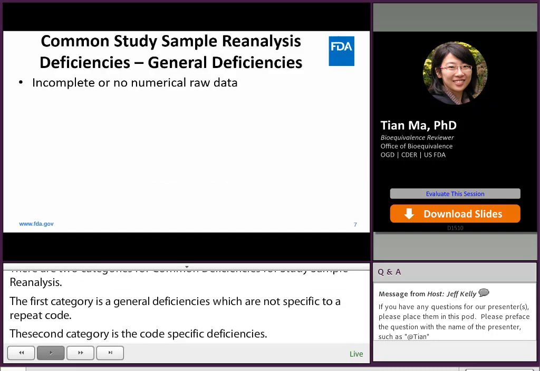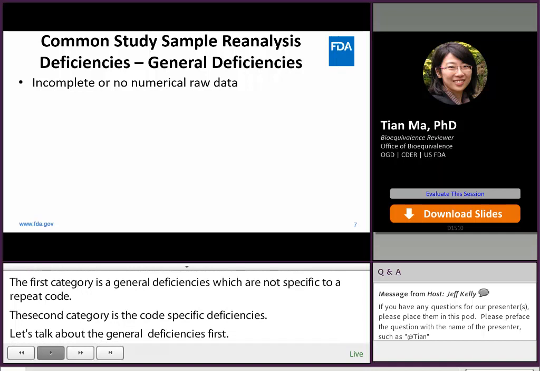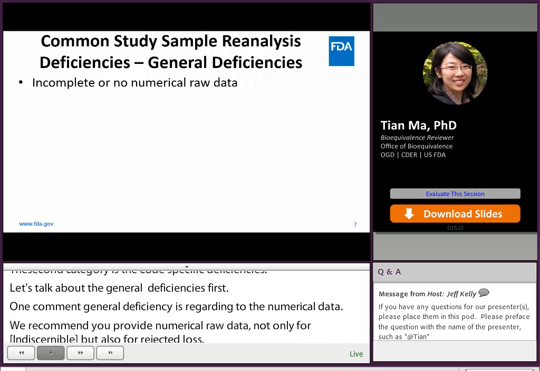One common general deficiency is regarding the numerical raw data. We recommend you provide the numerical raw data not only for the accepted runs, but also for the rejected runs. In addition, even if there is no study sample reanalysis, we still recommend you provide the numerical raw data in your submission.